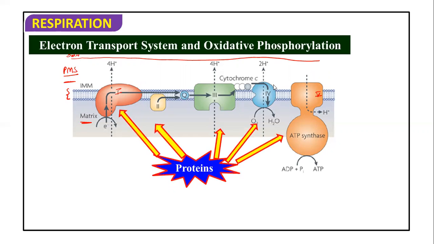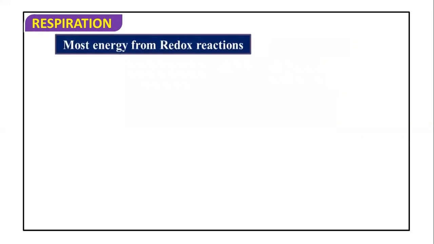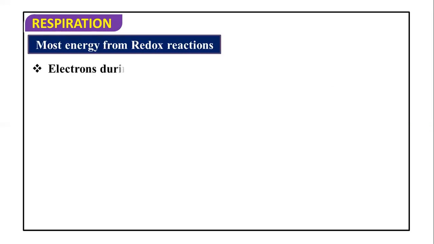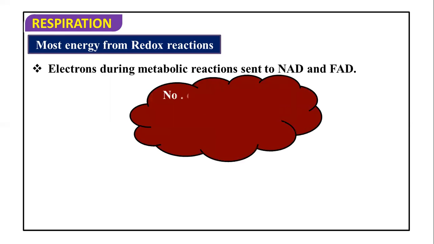So all these 5 complexes are nothing but protein complexes, and they play a role in the electron transport chain. A series of proteins in the mitochondria help in transfer of electrons from NADH to oxygen or FADH2 to oxygen and gaining of ATP. Most energy comes from redox reactions: the electrons from the metabolic reactions are sent to NAD and FAD, and NAD will form NADH2 and FAD will form FADH2.